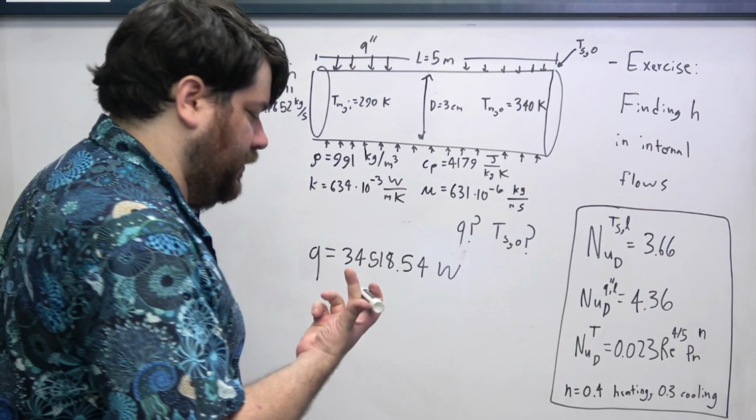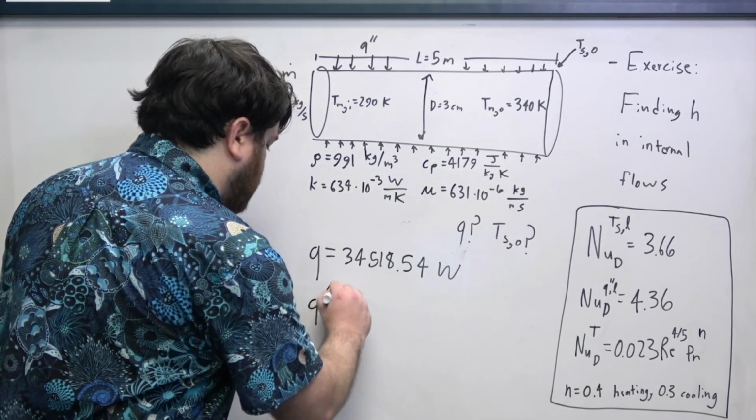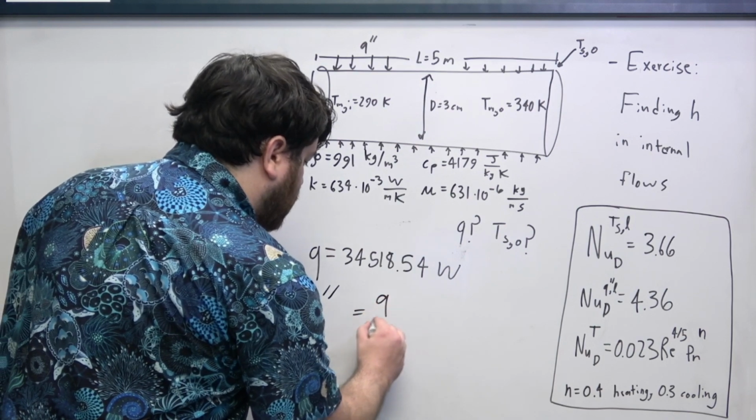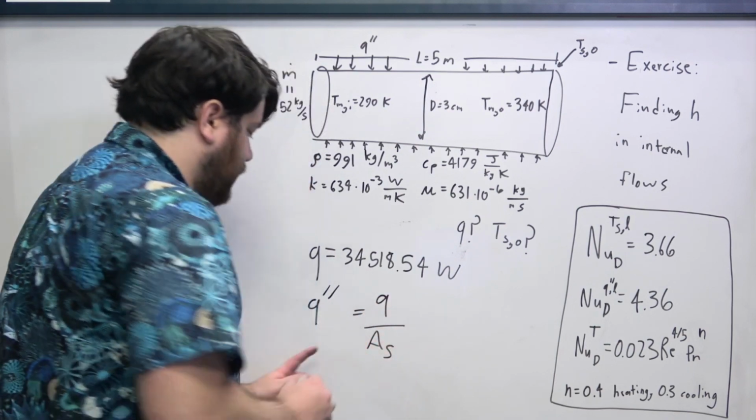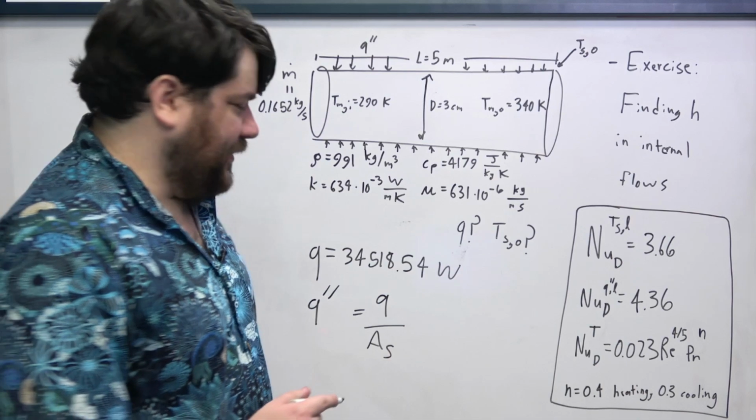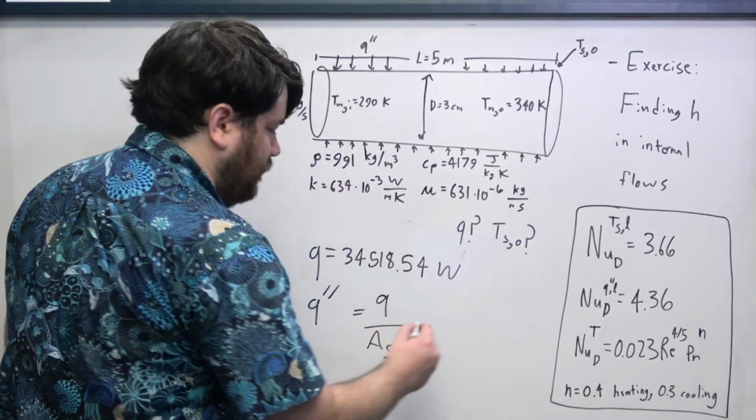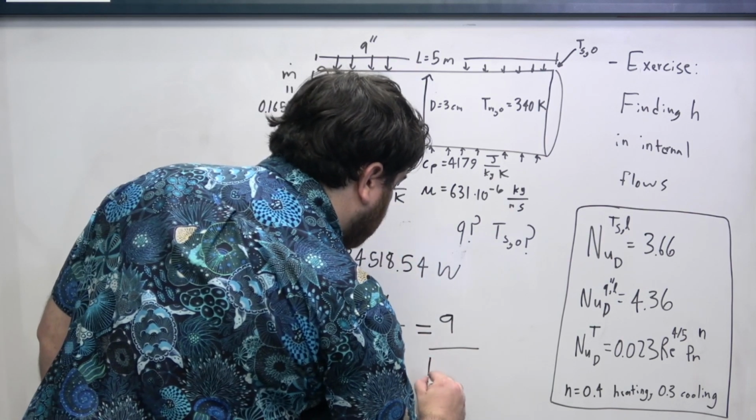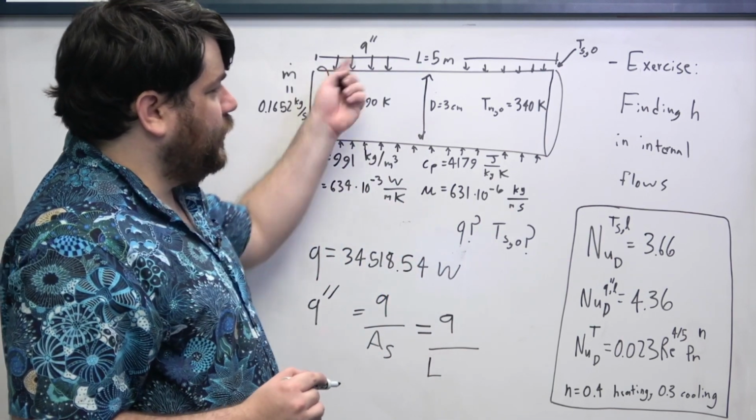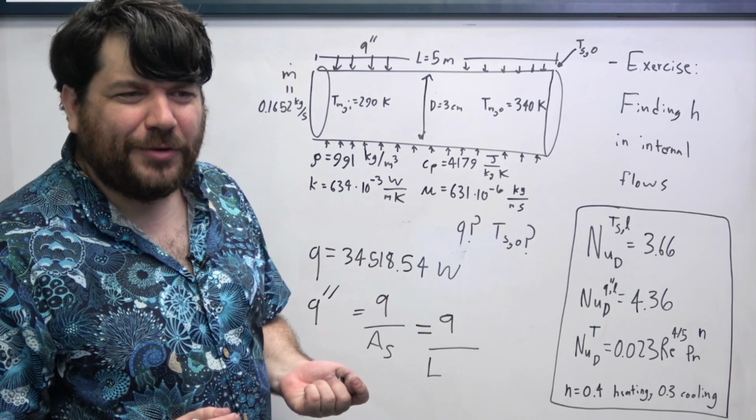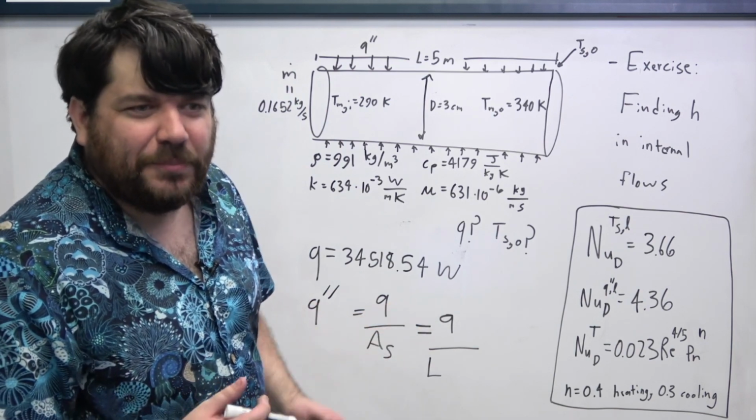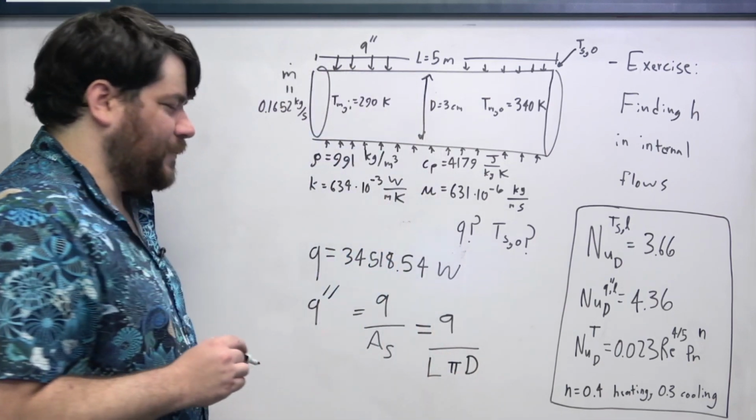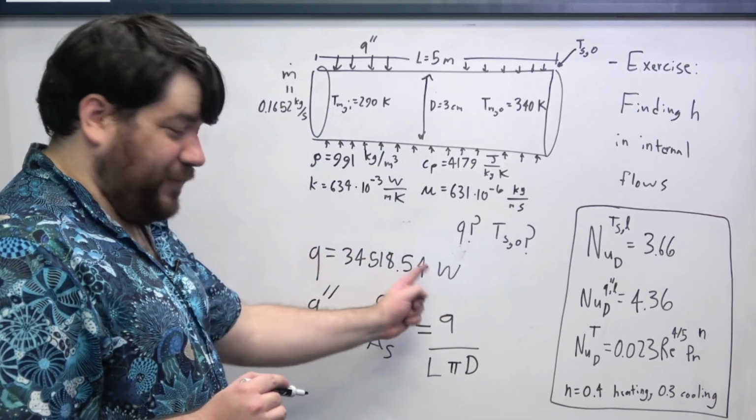Because remember, the Q double prime, in a scenario where it is constant, is just the Q divided by the surface area over which that heat flux is being applied, which in this case is just Q divided by the length of the pipe times the perimeter. What's the perimeter of a circle? Just pi times the diameter. Right? And so we know the Q, we just found it.